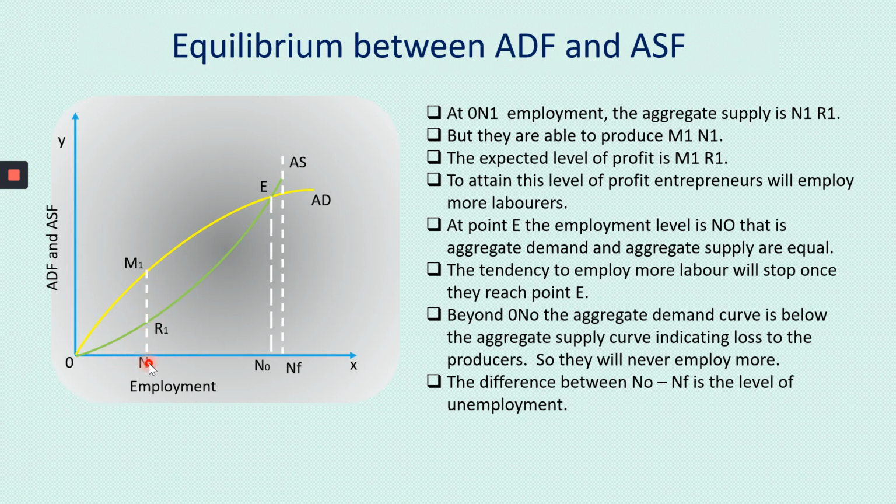At ON1 level of employment, the supply is N1R1, but they can produce up to N1M1. So what is the profit? The profit that the entrepreneur makes is M1R1. This is called the expected level of profit. M1R1 is the expected level of profit.